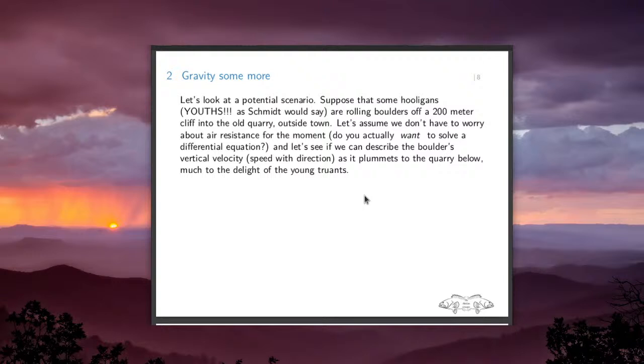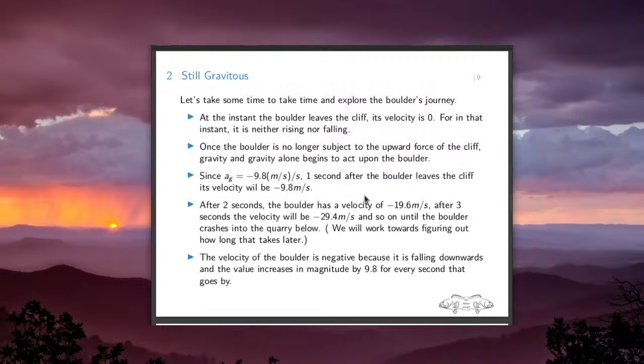So that was sort of a tangent there, but so they're pushing this boulder off a 200-meter cliff, and we're not going to worry about air resistance at all. So let's see if we can talk about the boulder's vertical velocity, its speed with the direction, as it goes down to the quarry below, right? And much to the delight of the truants who laugh hysterically from atop.